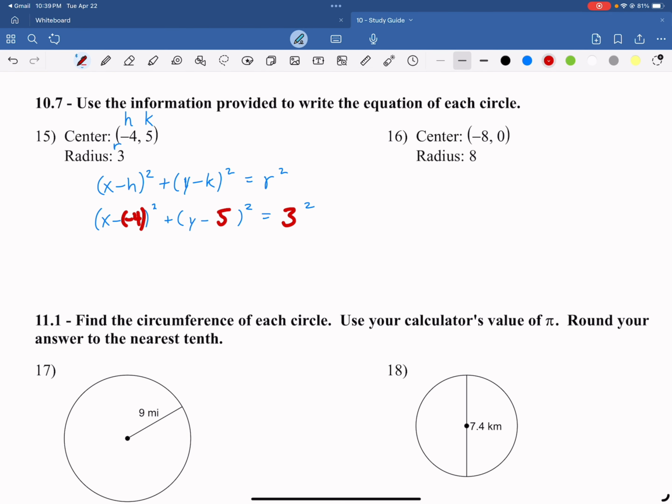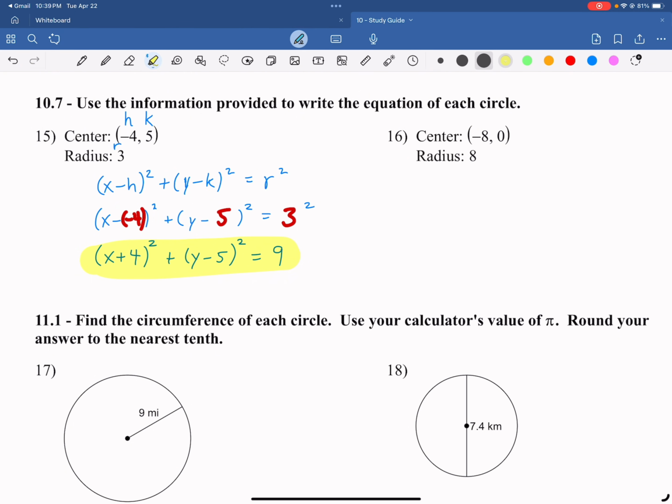I hope that negative 4 is clear. It's probably not. I'm sorry. It's late in the night. Well, this double negative, right? Double negative, that's going to become just positive 4 squared. We know that y minus 5 doesn't change. That's squared. 3 squared is just 9. And so there you go. This is going to be your next answer.